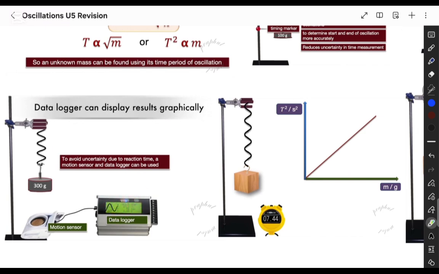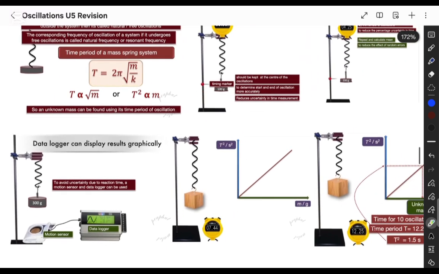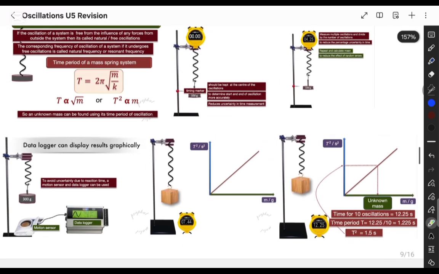Then we change these masses, and so we go from 100 to 200 to 300 for different masses. We find the time period. Is that clear? Different masses, different time periods. We plot a table and then we plot a graph of T squared against m, and it's a straight line.